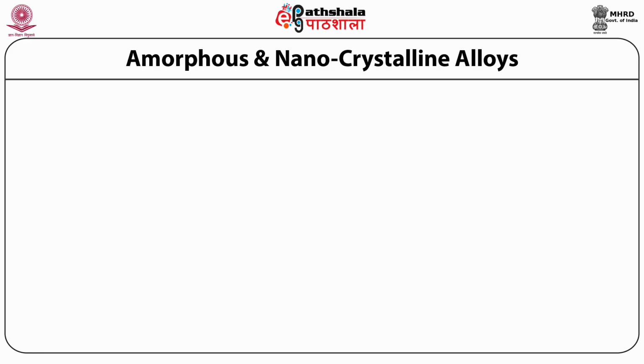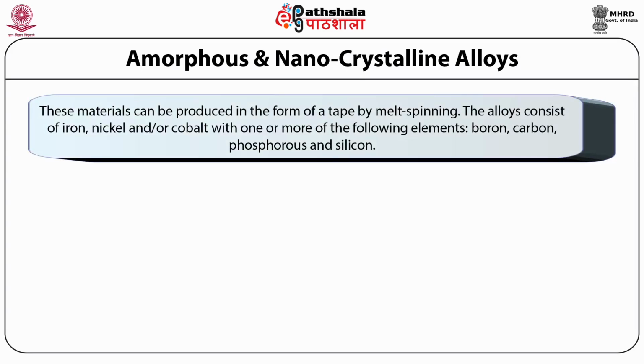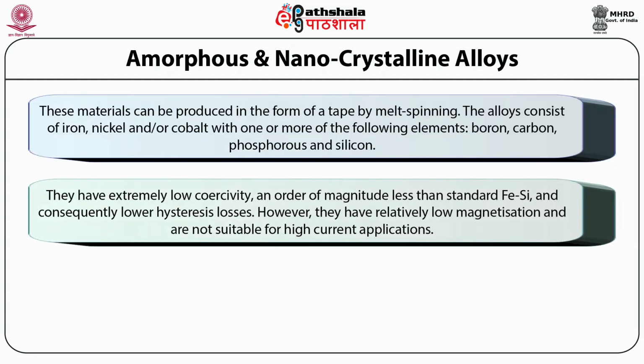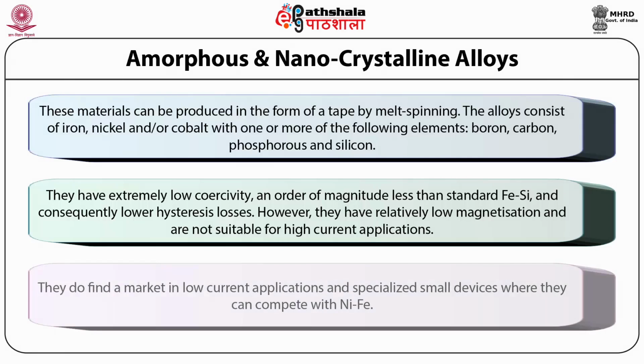Amorphous and nanocrystalline alloys. These materials can be produced in the form of a tape by melt spinning. The alloys consist of iron, nickel, and/or cobalt with one or more of the following elements: boron, carbon, phosphorus, and silicon. They have extremely low coercivity, an order of magnitude less than standard iron silicon, and consequently lower hysteresis losses. However, they have relatively low magnetization and are not suitable for high current applications. They do find a market in low current applications and specialized small devices where they can compete with nickel iron.